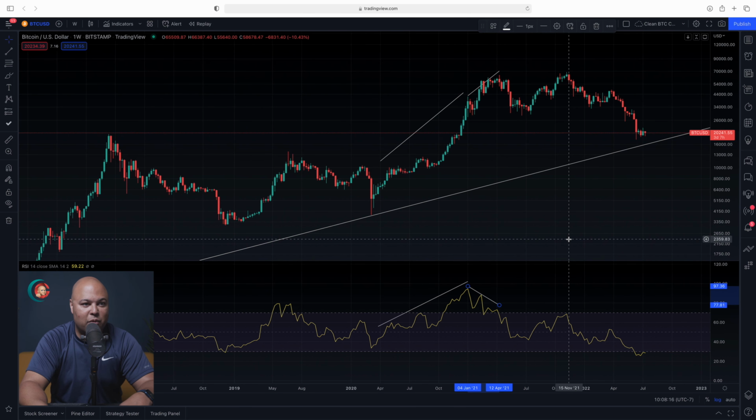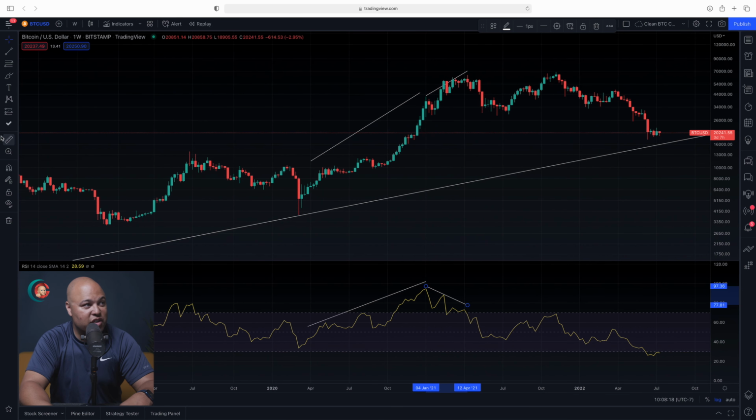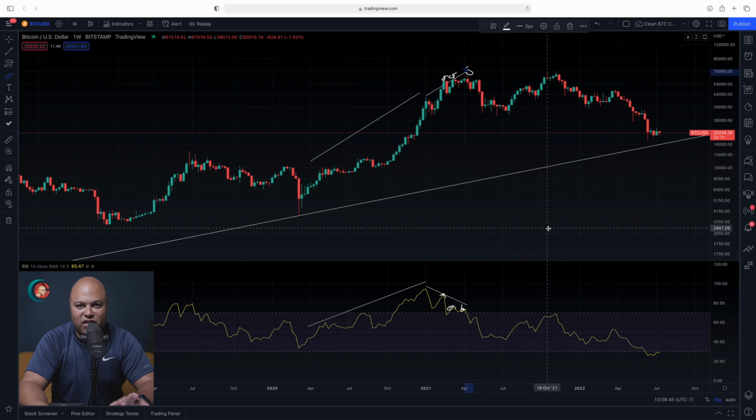And actually what we're seeing on this chart is that Bitcoin made 1, 2, 3 lower highs in the RSI, while it made 1, 2, and 3 higher highs in the price. That is divergence. It means that the RSI and the price are doing different things. This is the basic concept.